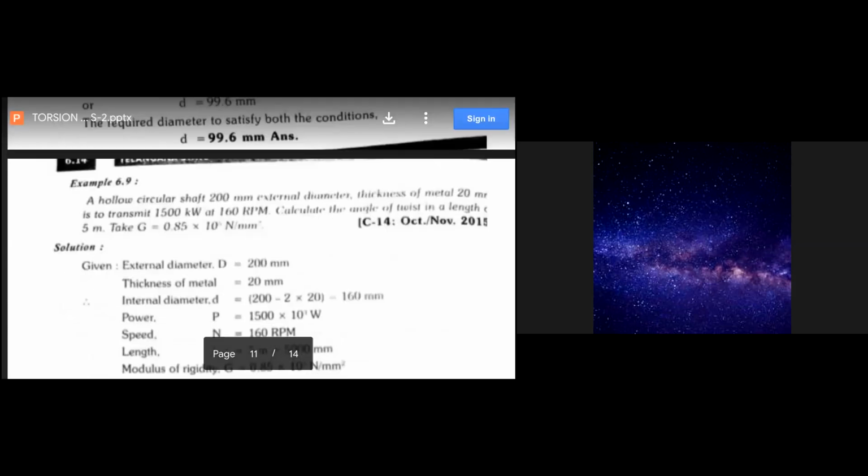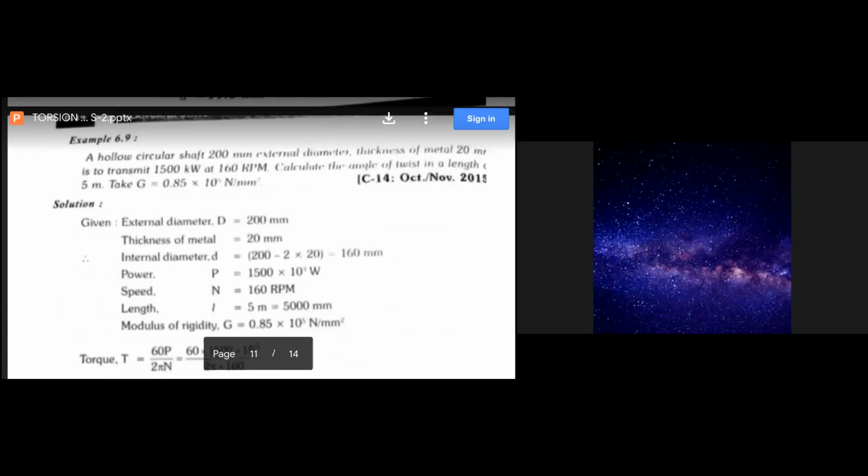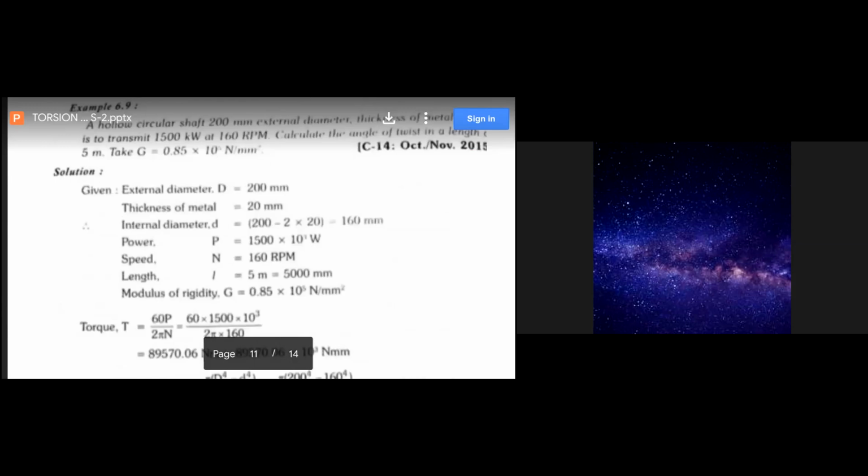Next, a hollow circular shaft of 200 mm external diameter, thickness of metal 20 mm, is to transmit 1500 kilowatt at 160 rpm. Calculate the angle of twist in a length of 5 meter. Take G value. So substitute the values. External diameter is 200. Thickness of the metal is 20. So internal diameter is capital D minus 2 into thickness small t. So that you will get 160 mm.